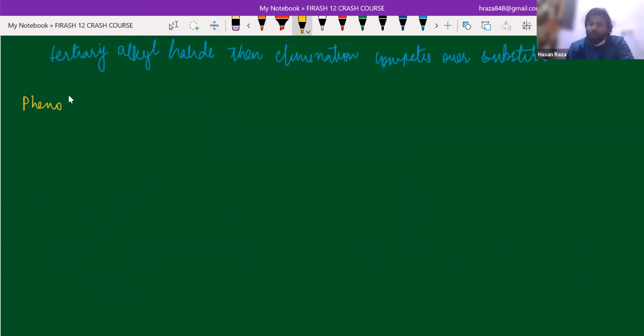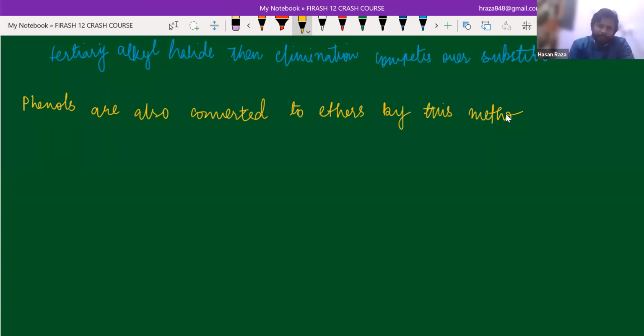Phenols basically also react in the same manner. So phenols are also converted to ethers by this method. And you can see this is your phenol.